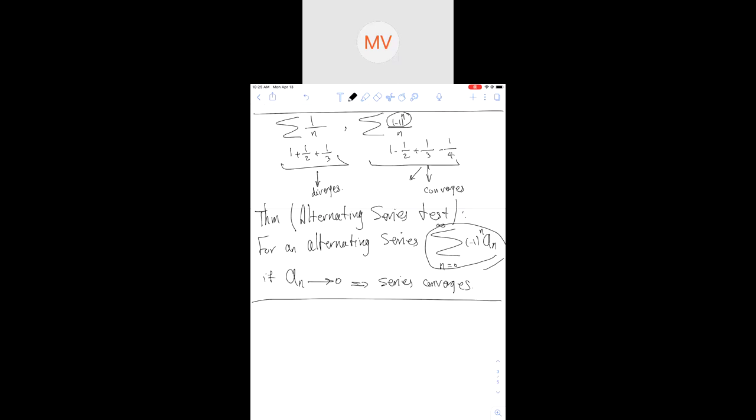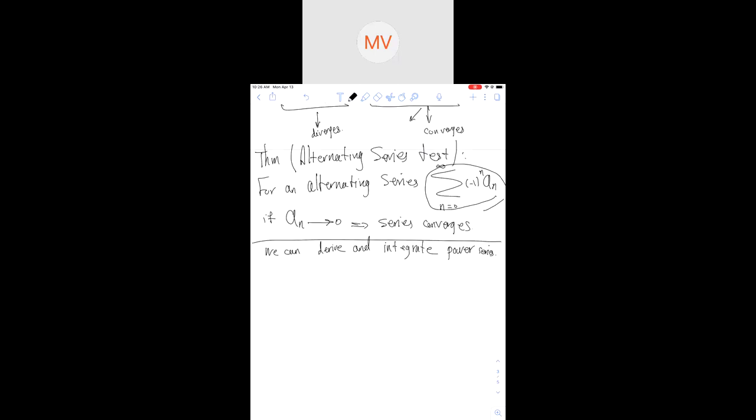So there's one thing before moving to 10.8 that I want to talk about, and that's a simple operation that we can do to power series. We can differentiate and integrate power series. Let me do it by example.